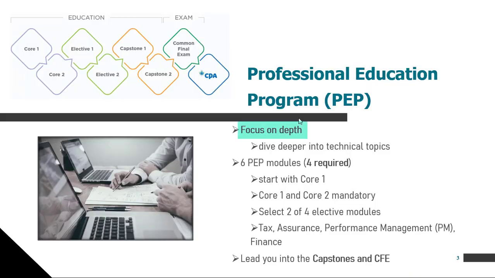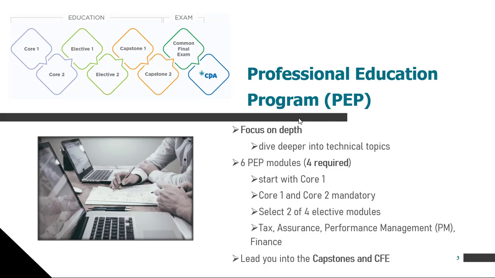PEP is designed to dive deeper into technical topics, so it focuses on more depth. There are 6 PEP modules, and you'll start with Core 1. Core 1 and Core 2 are both mandatory and focus on the development of competencies in management and financial accounting in 6 core technical areas. From this, you can then select 2 out of the 4 elective modules, which are tax, assurance, performance management, and finance. It is recommended that throughout PREP and Core 1 and Core 2, you consider your strengths and weaknesses when selecting your electives, and take into consideration any areas of career interest.